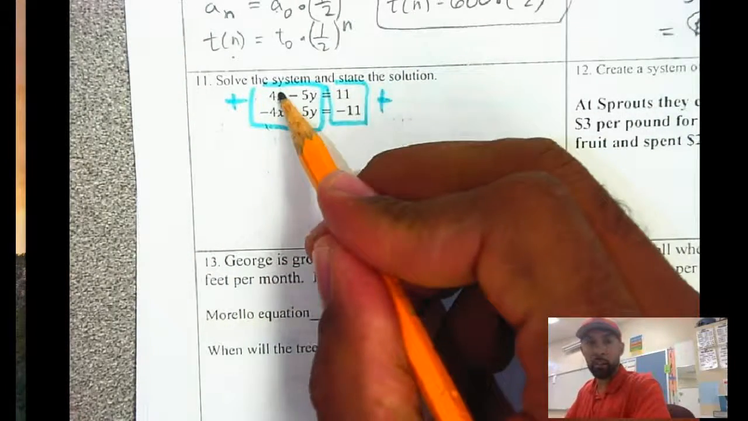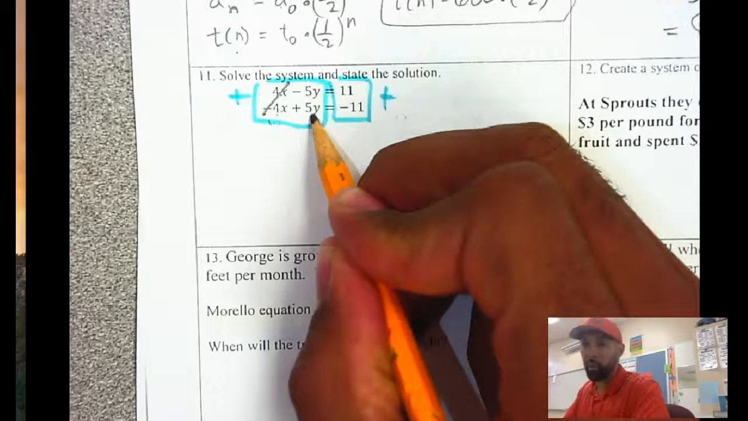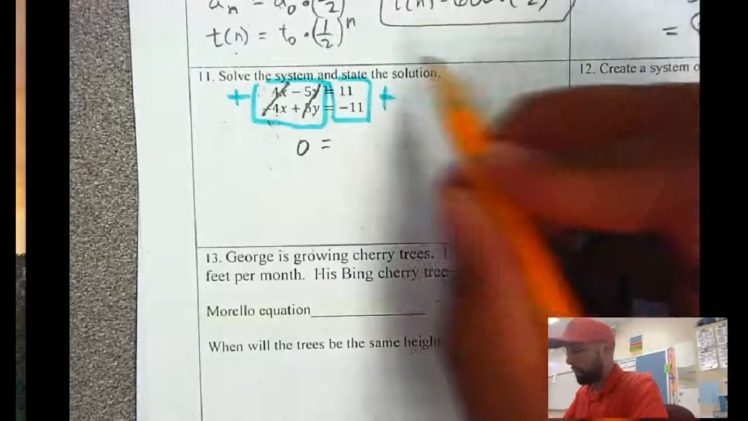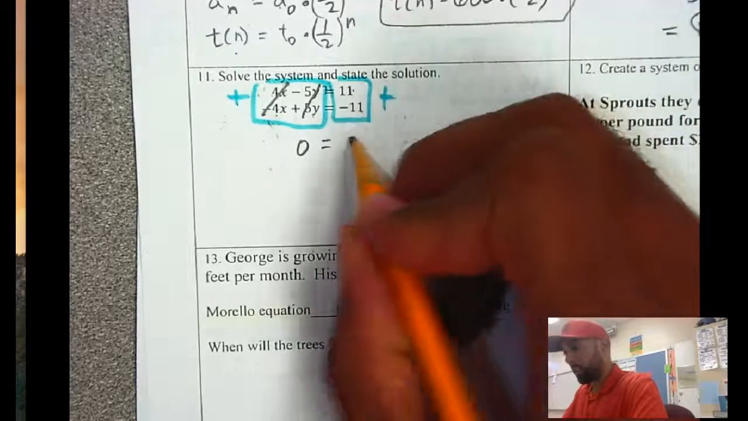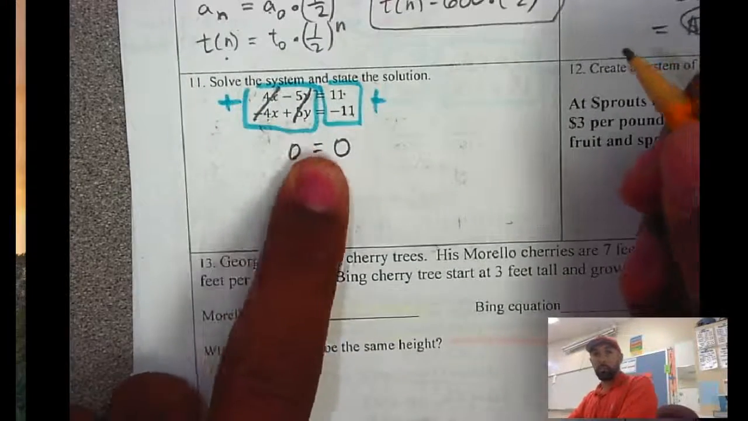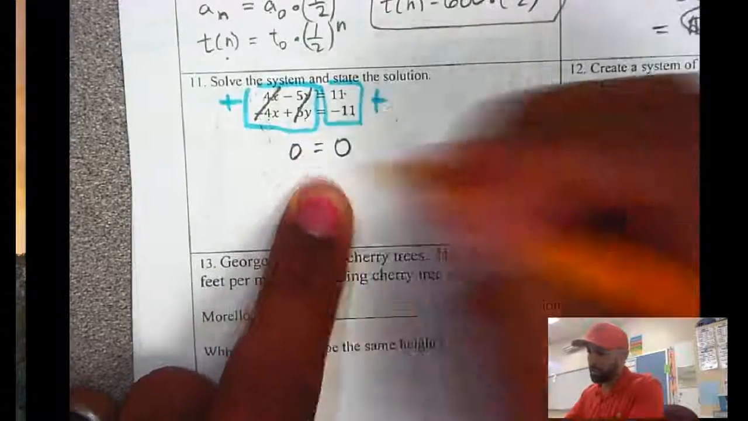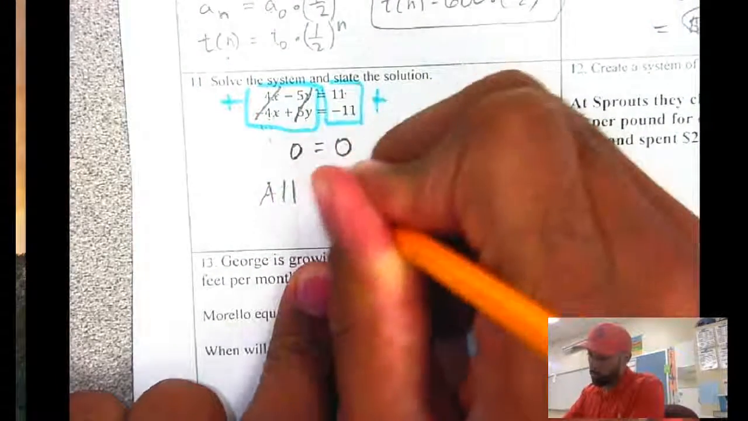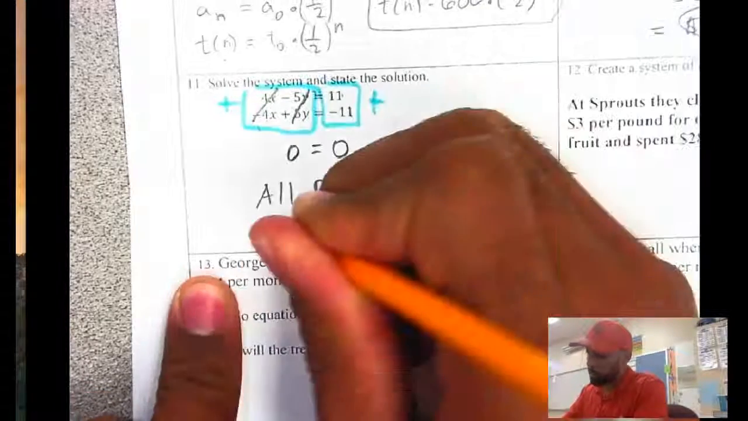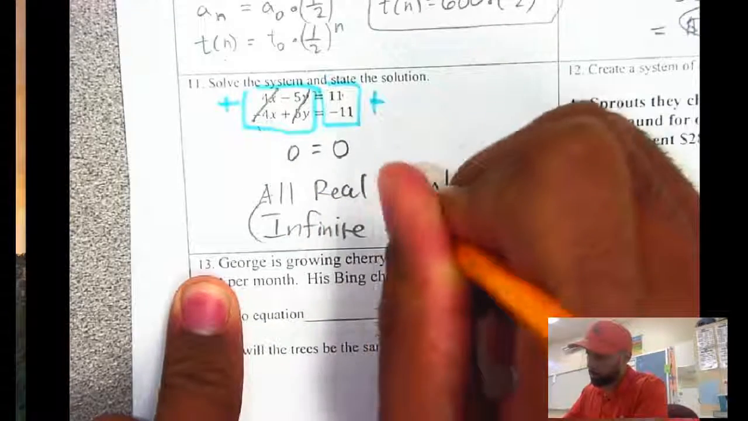So 4x plus negative 4x, that's gone. That's a 0. Negative 5y plus 5y, that's gone. That's 0. So this whole side is equal to 0. And then 11 minus 11 is also 0. Now, if you get a solution where both sides are equal, this is not a no solution. This is actually all real numbers, or infinite solutions. That's another way of saying it. I know some of you use that word.